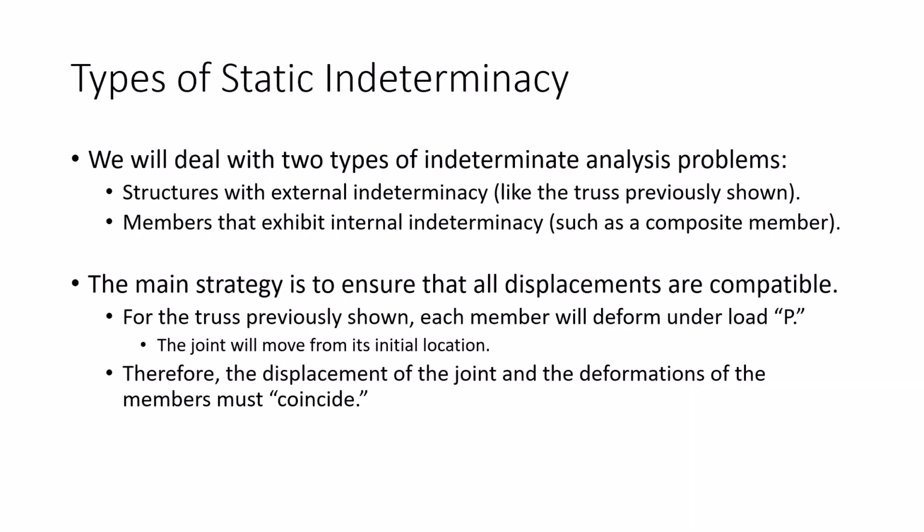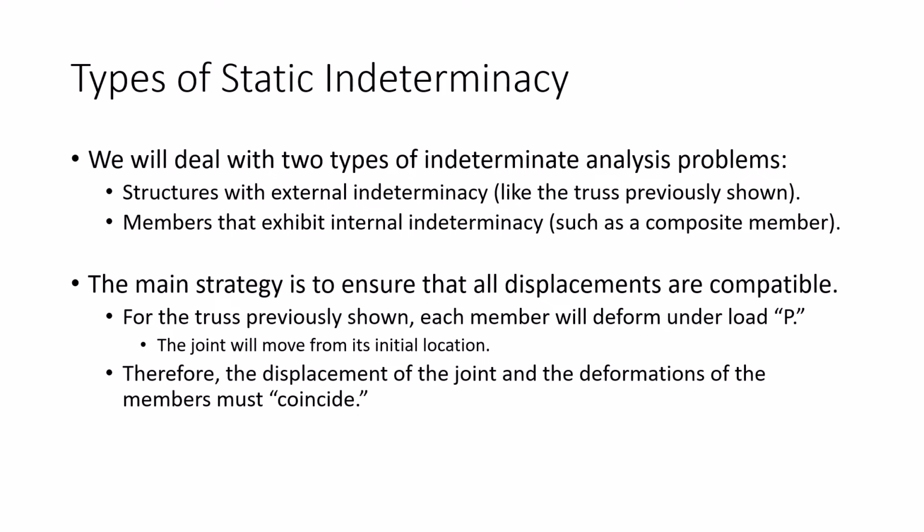We're going to deal with 2 different types of indeterminacy. Structures that exhibit external indeterminacy would be like that truss I just showed you: 1 too many members, or 1 too many support conditions, etc. There are also members that exhibit internal indeterminacy. An internal indeterminacy would be, for example, a composite member, a composite column. I have a reinforced concrete column, which means I have concrete and steel in the member. If I apply load, how much load goes to the concrete, how much load goes to the steel? That's an indeterminate problem. We're going to have a similar indeterminate problem here in a little bit.